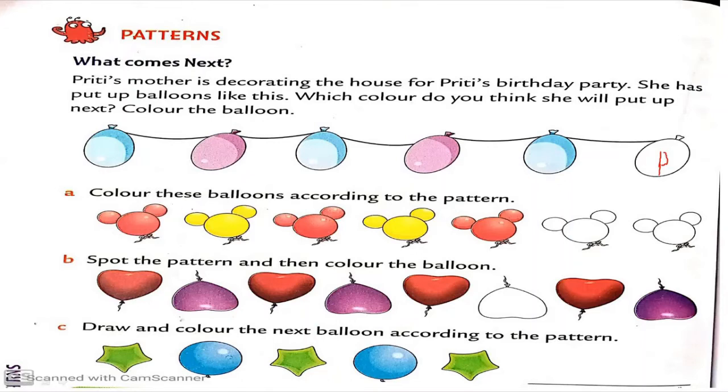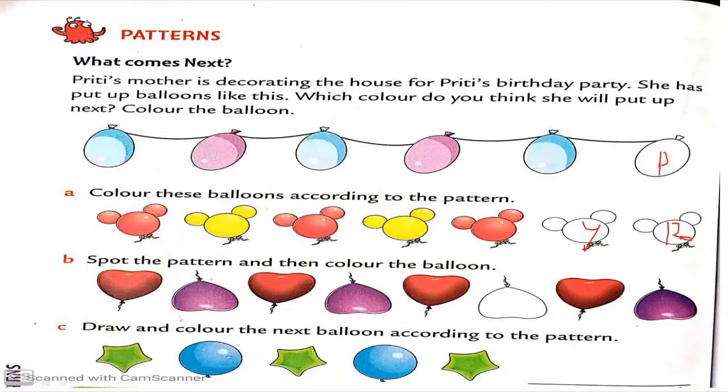Okay. Now color these balloons according to the pattern. Look, this is red, yellow, red, yellow, red. Which color should come next? Yellow color. Okay. Then after yellow, if you follow the same pattern, which color will come? Yes, you are right. Red color will come. So we have to color with red.